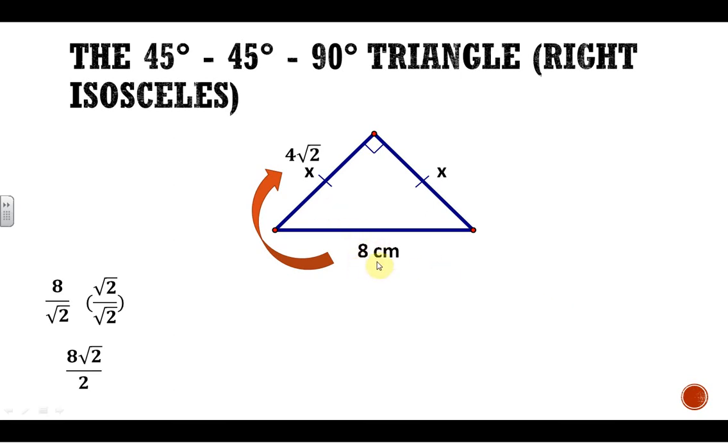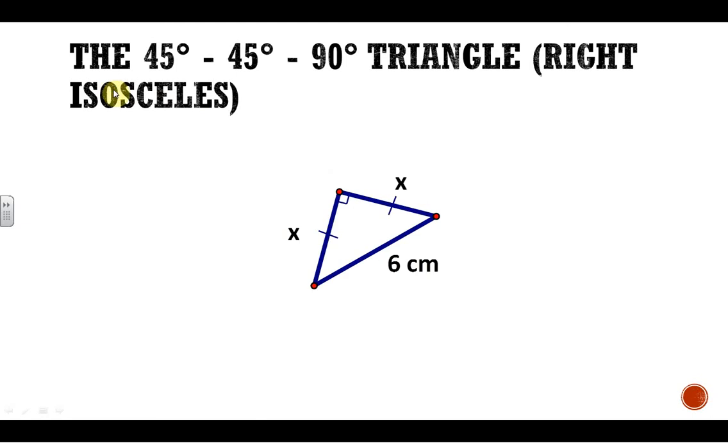Notice, when I didn't have the radical, and I divided by radical 2, I got half of this number, times radical 2. That will always happen. So if this were a 10, this would be 5 radical 2. If this were an 18, this would be 9 radical 2. If this were a 20, this would be 10 radical 2. That pattern always happens. So for instance, if this is a 6, I'm going to get 3 radical 2.